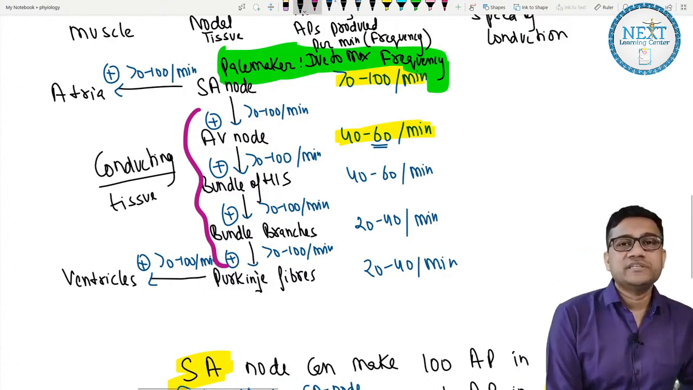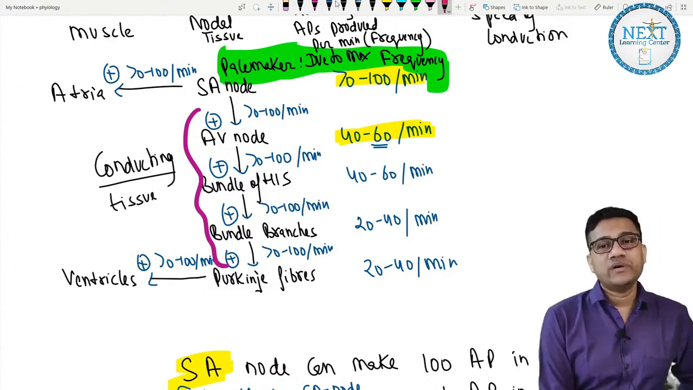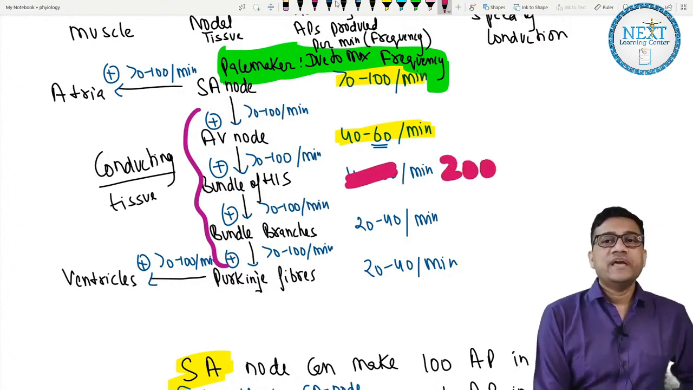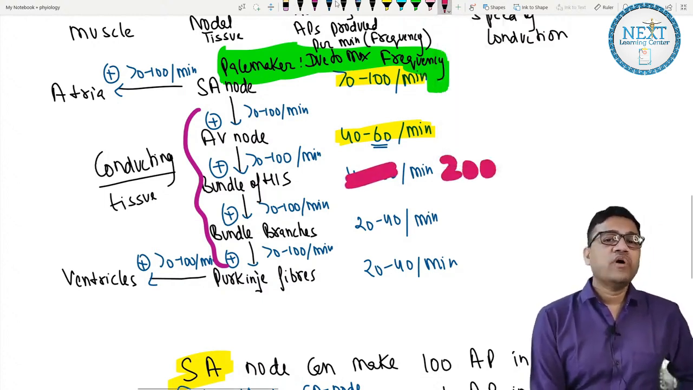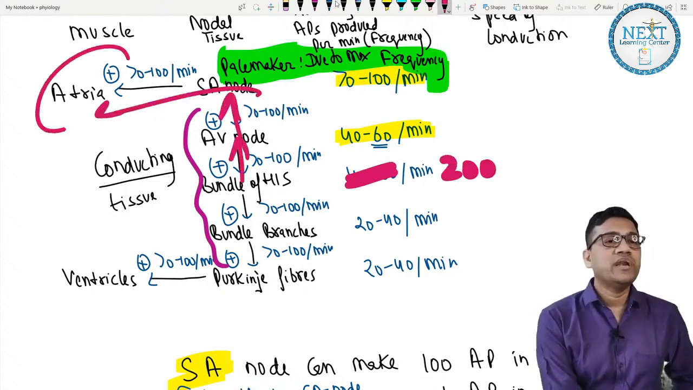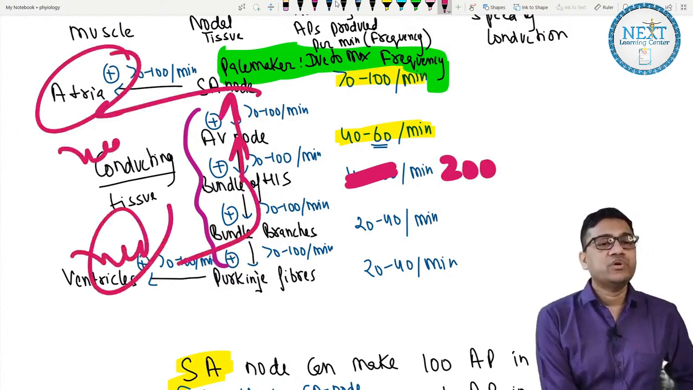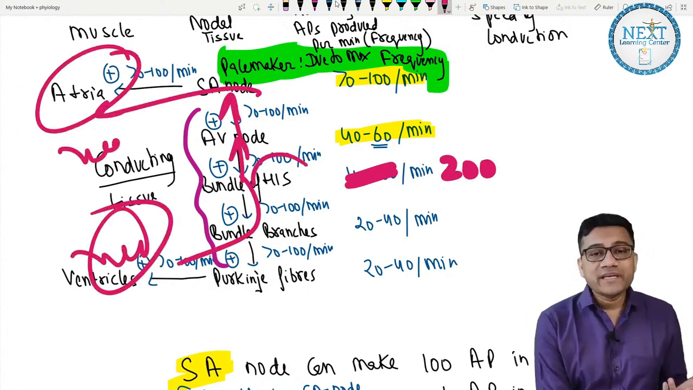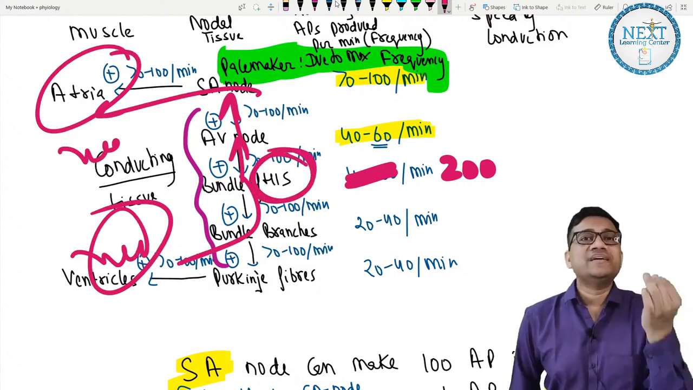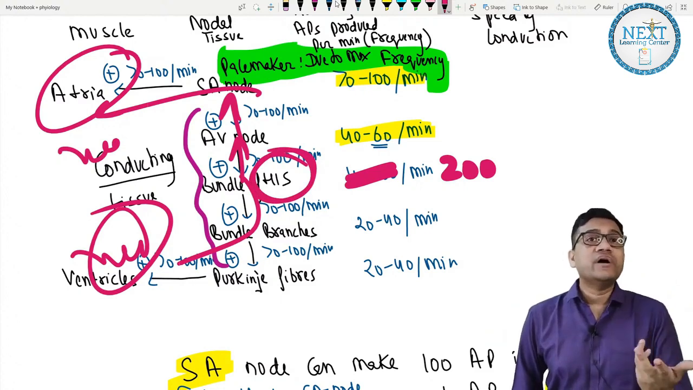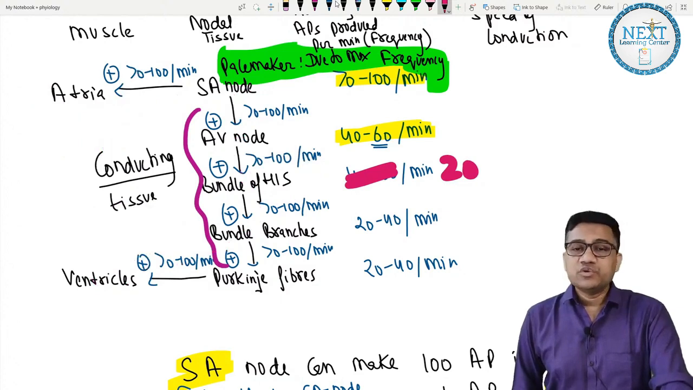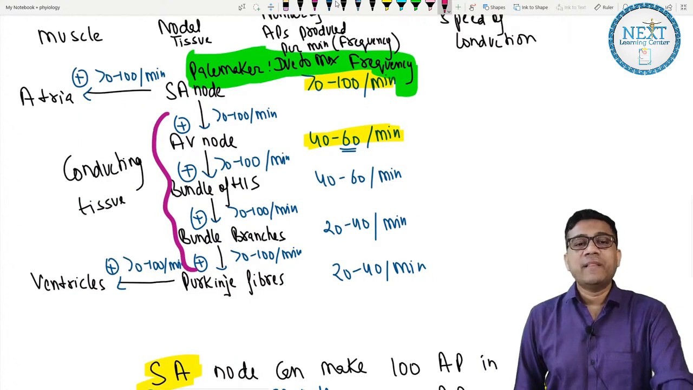And one more interesting thing, imagine the SA node starts making impulses at 200. If it starts firing at 200, what will it do? Will it receive impulses? No, it will say, let the atria take 200, let the ventricle take 200. Now who's the pacemaker? The His is the pacemaker. That is what occurs in tachyarrhythmia, like ventricular flutter, fibrillation. So if there is a tissue with a very high rate, it becomes a pacemaker.